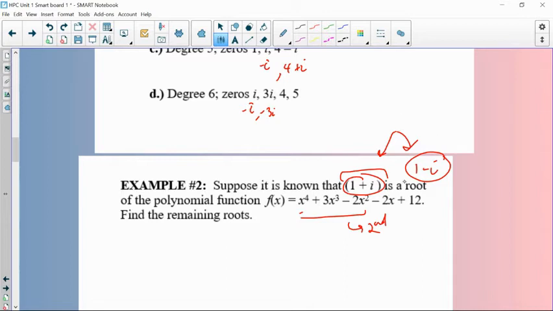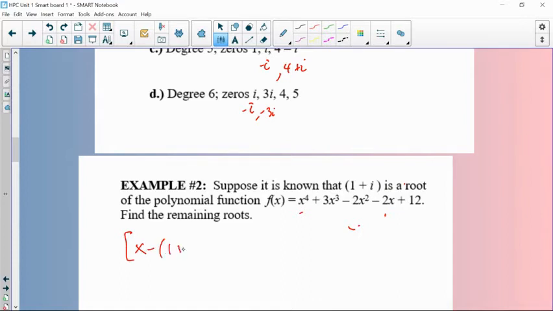So here's the thing. Let's efficiently get rid of these zeros. If 1 plus i is a 0, it would have come from a factor like this, x minus (1 plus i). Right? Think about that. If you know that 5 is a solution, it would have come from x minus 5. Or if 4 was a solution, it would have come from x minus 4. So the same works for complex values. And remember, we said that 1 minus i was a solution as well. So then we'd have the complex factor x minus (1 minus i).